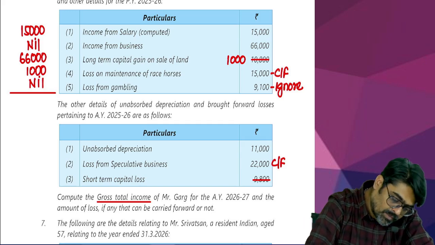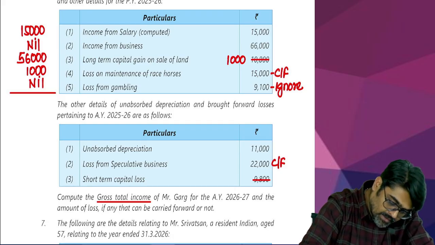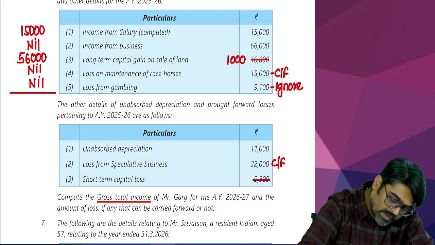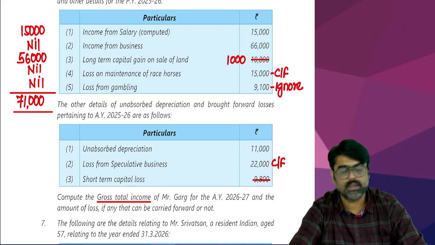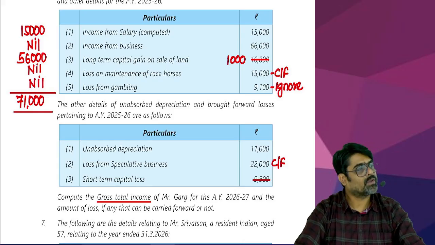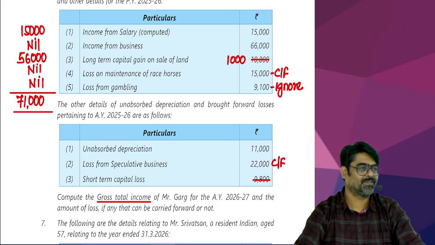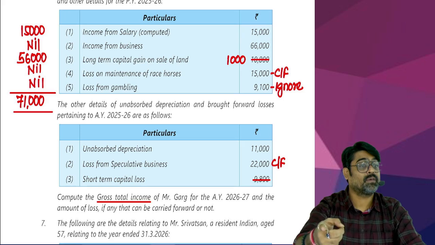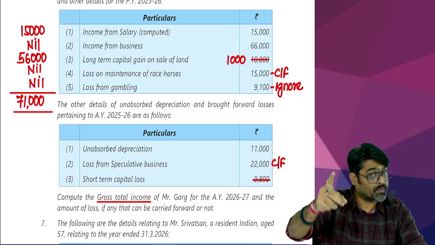So my business income will be now how much? 56,000, and my capital gain will become nil. Understanding? So your total will now be 71,000. Sir, someone says that if I would have set off that entire 11,000 against business income, then your answer would have been same. But the set off is not beneficial for you, because you have still left that 1,000 long-term gain. On that, you have to pay flat rate of 12.5%.